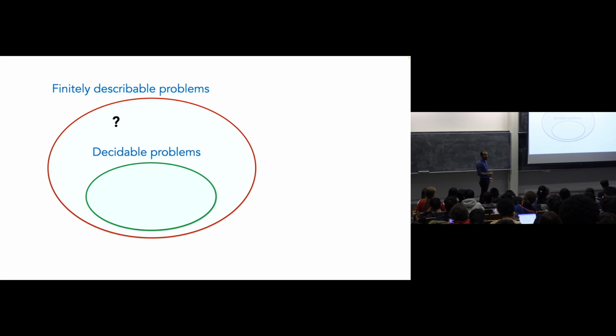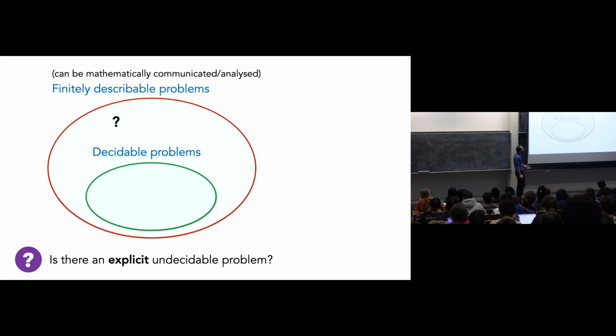Because these two sets are countable. The set of finitely describable problems is countable. Decidable problems are countable too. Now this is a fair fight, in some sense. And now I want to know, can I find a finitely describable problem which is undecidable? Another way to say this is that these can be mathematically communicated. Is there an explicit undecidable problem? That is the question. Is there an explicit undecidable problem? And what do you think now? We're going to answer this question. And what do you think we're going to use?